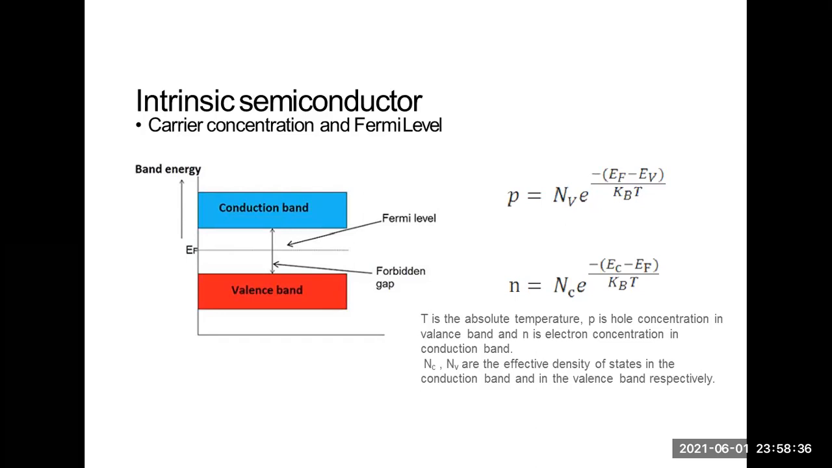Here, capital T is the absolute temperature, p is the hole concentration in the valence band, and n is the electron concentration in the conduction band. And capital N_C and capital N_V are the effective density of states in the conduction band and in the valence band. So this is about the basic definition of how the semiconductor is related to these quantities.